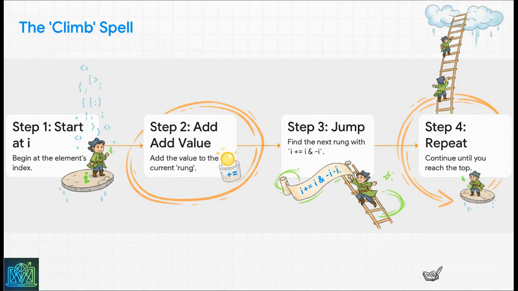Then, and this is the cool part, we use this little bitwise trick, I plus I and minus I, to find the next rung we need to jump to. It looks weird, I know, but that little incantation magically tells us the next group total that needs to be updated. You just repeat that, jumping up the ladder until you reach the very top.